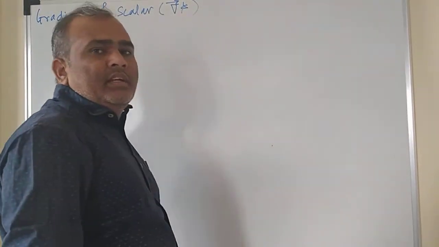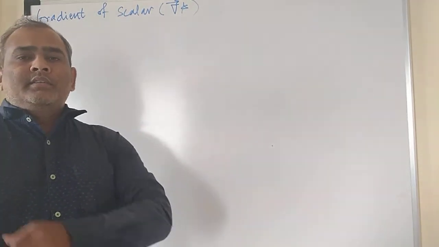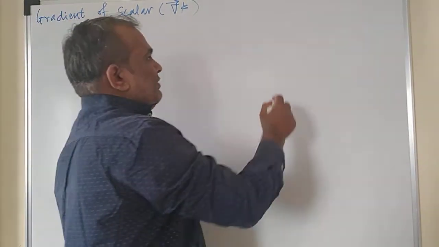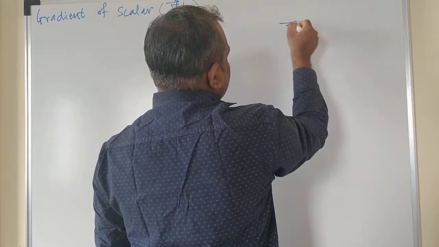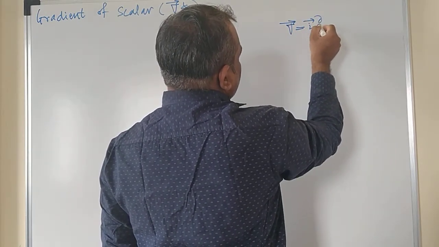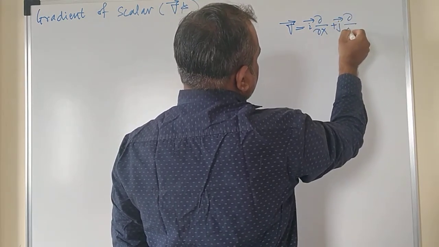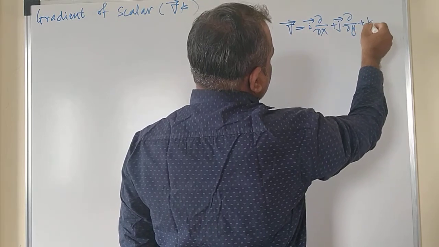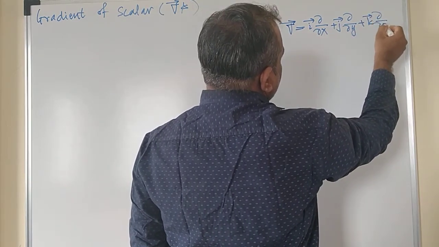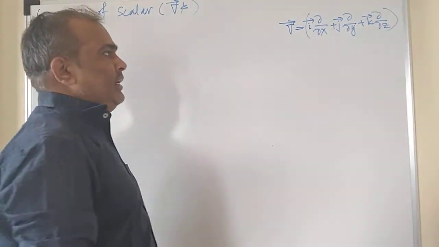Yesterday we studied the differential operator and the Laplacian operator. What is the differential operator? Differential operator is del bar, and it is equal to i bar into dou by dou x plus j bar into dou by dou y plus k bar into dou by dou z. This is the differential operator that we have studied, right?